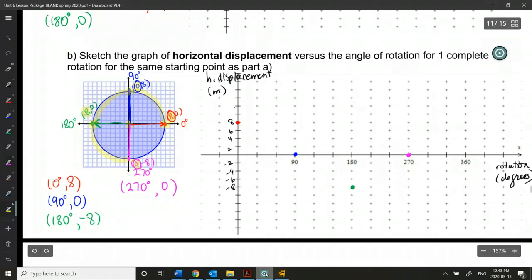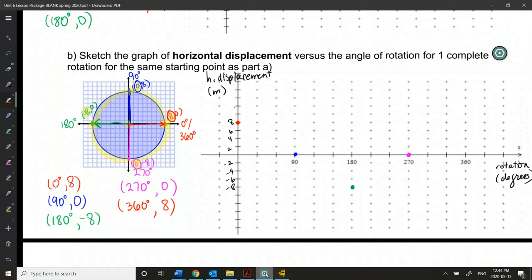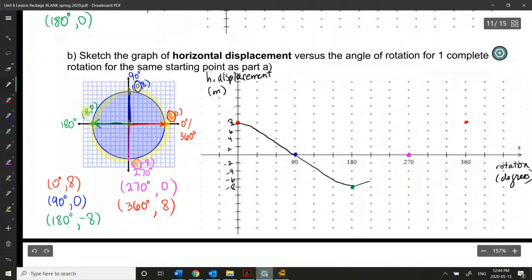Plot that point. And then our final point, we've now rotated a full 360 from where we started. And now we're back at 8 units to the right of the center. So we're going to be at a horizontal displacement of 8. Now we're just going to connect these on our graph, nice smooth curves.